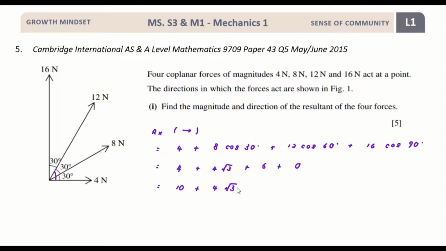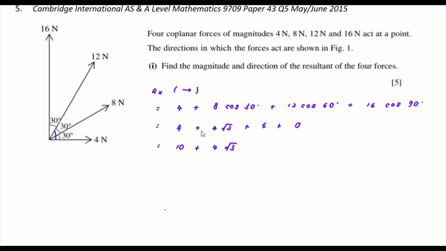Okay, then we move on to the next one, the resultant going up. So resultant for y, same thing, is easier for us to do going up since we have 16 here. So we can go this side. So 16 and then plus.